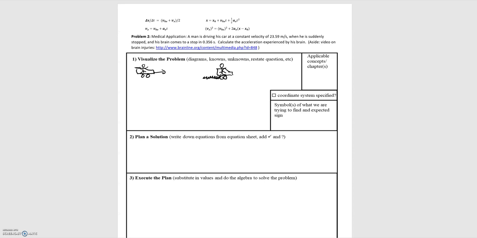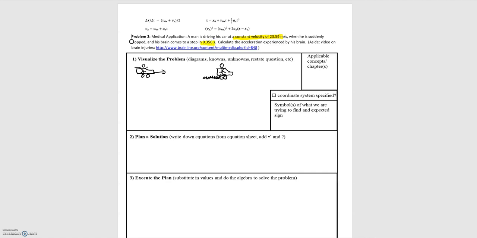So in this video, we'll be going over problem 2 from the note packet, which was the medical application problem. So let's start off by reading the problem and highlighting some important parts. A man is driving his car at a constant velocity of 23.59 meters per second. So we're going to highlight that part. When he is suddenly stopped and his brain comes to a stop in 0.356 seconds.